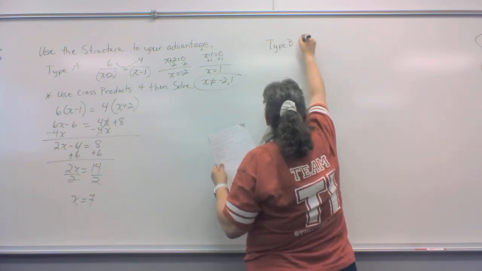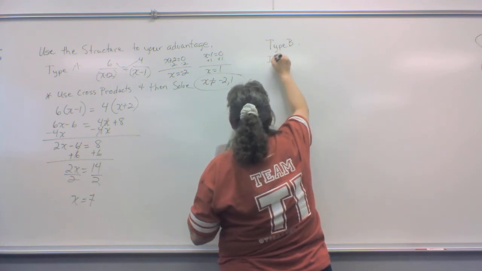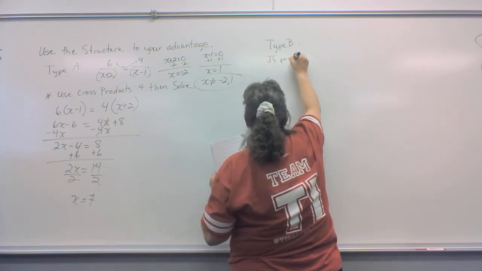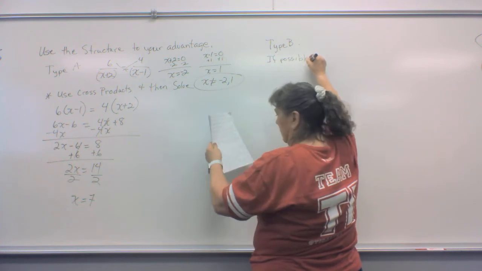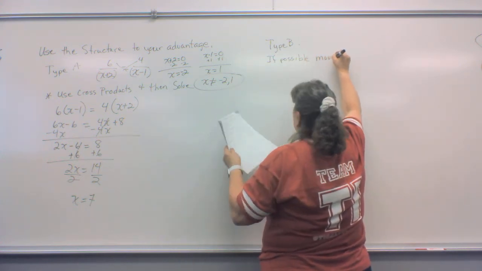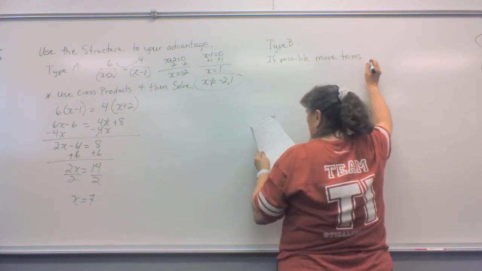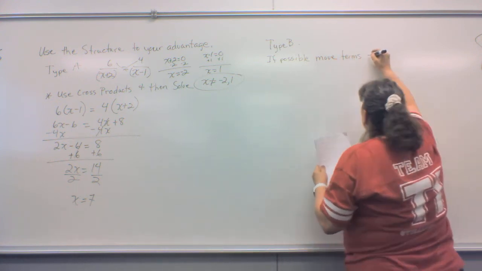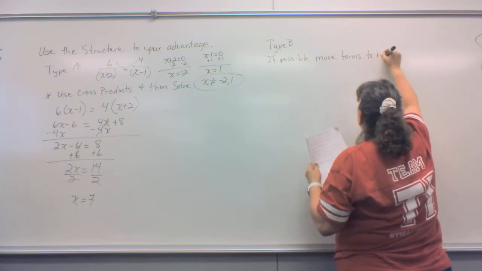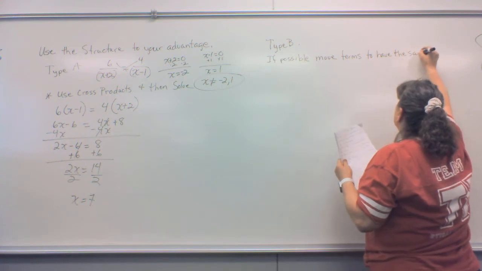How do we want to tackle type B? If possible, move terms to have the same type on each side.